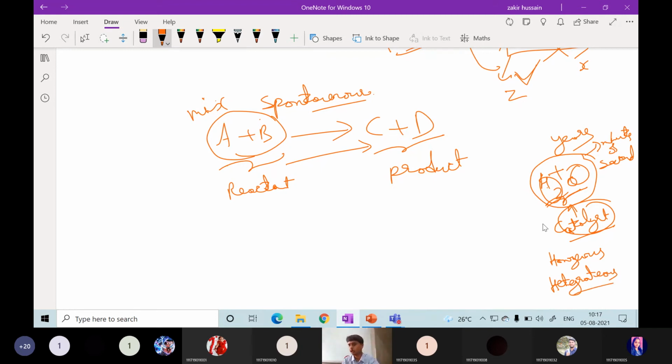Just simply, I am saying homogeneous means same phase. If the reactants and products are all in the same phase along with the catalyst, that system is called a homogeneous system. If reactants and products are in different phases, for example, this is liquid phase, this is gas phase, and the catalyst is in some gas phase, then phase is different here. That type of system is called a heterogeneous system. If this is also liquid, this is also liquid, then both phases are the same. That type of system is called a homogeneous system.